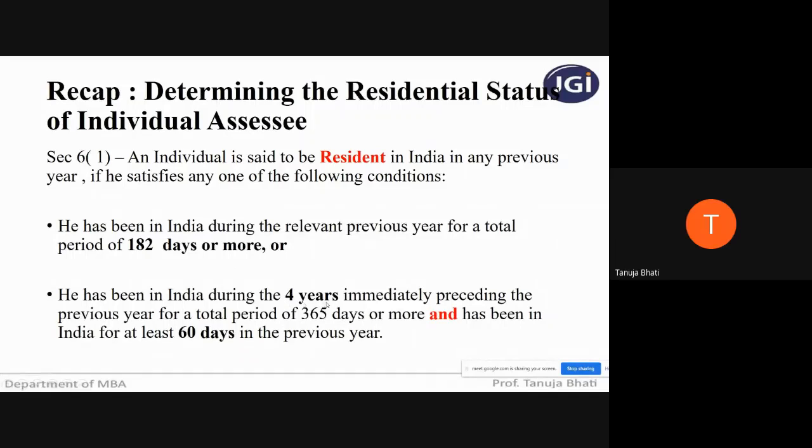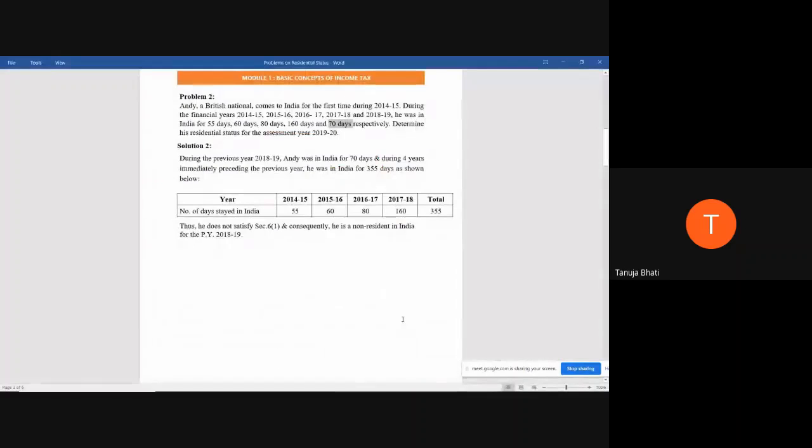The first part is, during the 4 years immediately preceding the previous year, his stay should be 365 days or more. So let us check that. Now 18-19 is the relevant previous year. 4 years preceding that means which years will come? 2014-15, 15-16, 16-17, and 17-18. Now we have to check in these 4 years which are immediately preceding the relevant previous year. Matlab, the relevant previous year you need not check. Only the 4 years before that you have got to check whether his stay is 365 days or more or not.